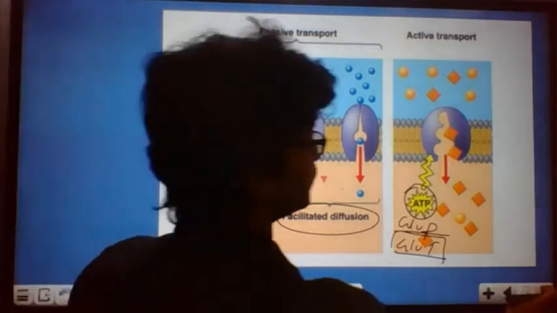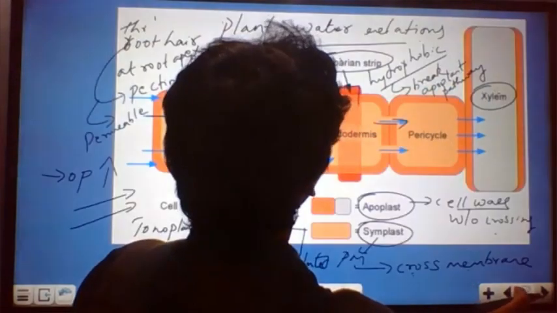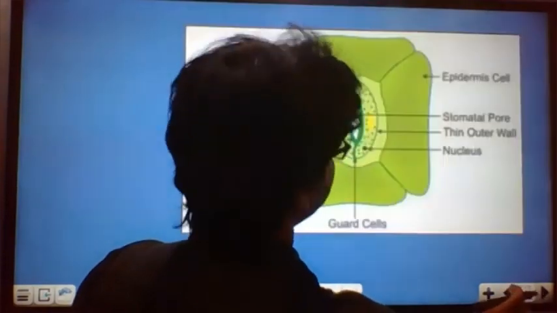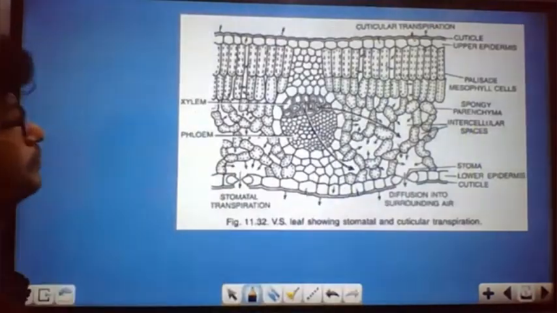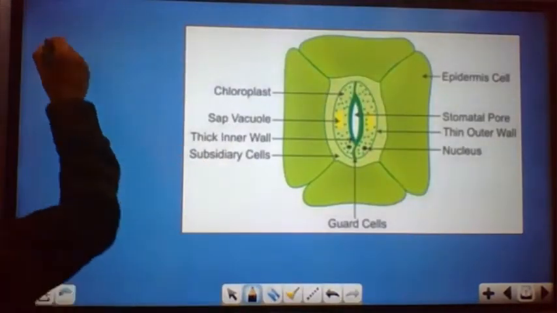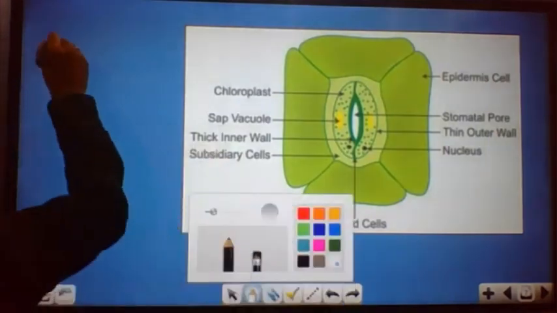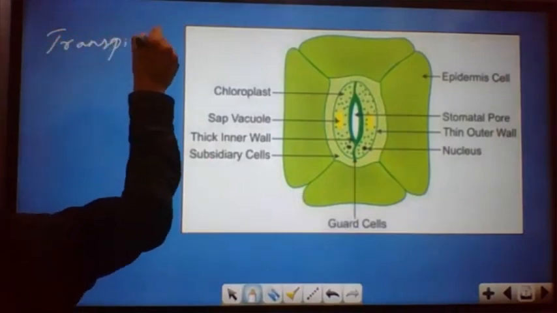Fine, guys. So we're done with hypotonic and hypertonic. So next we move on to transpiration. Coming to the transpiration, here we go. So we'll start with the transpiration now, the stomata. Fine.